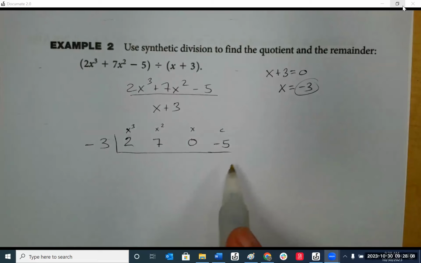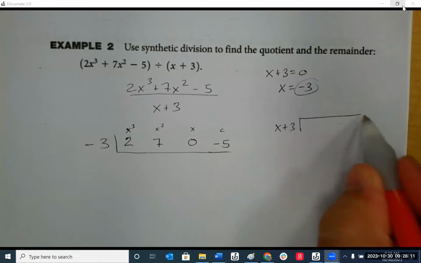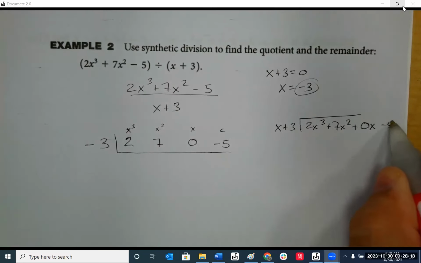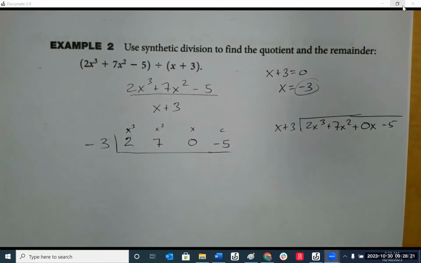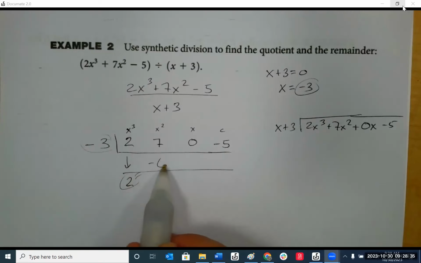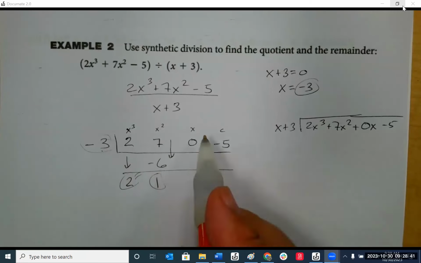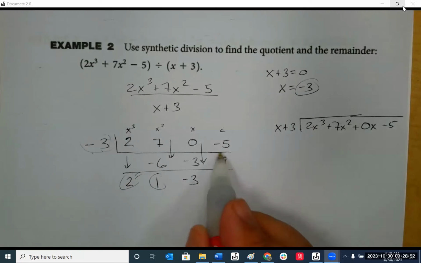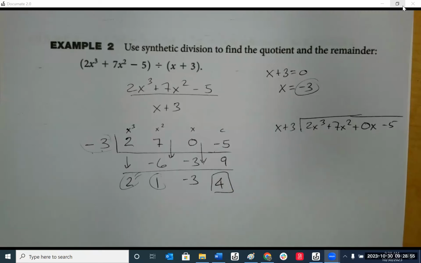Even if you were going to do long division with this equation, you would have to put a 0x in there. You have to allocate each of those columns for each of the variables. Bring the first term down and begin. Negative 3 times 2 is negative 6. 7 minus 6 is 1. Negative 3 times 1 is negative 3. Add straight down. Negative 3 times negative 3 is positive 9. And this is your remainder. So it's not a factor.